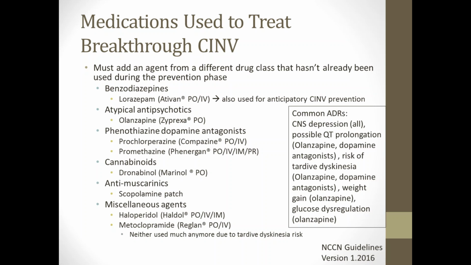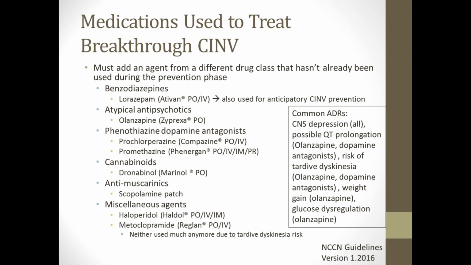Other agents which can be used are atypical antipsychotics such as olanzapine or Zyprexa. This is a PO tablet. Other agents include dopamine antagonists. Compazine and Phenergan are commonly prescribed, and they're available in a wide range of administration routes. Phenergan is kind of interesting in that it has a rectal suppository formulation, so if you have a patient that is actively vomiting and they can't take anything by mouth and they can't come into the clinic to get an IV, that can be administered rectally.